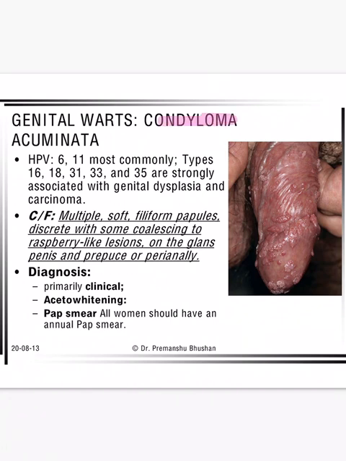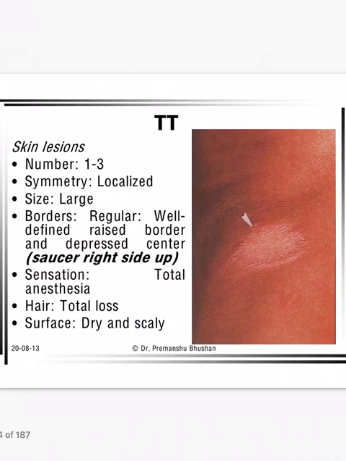Okay. Cefixime. Now genital warts, that is condyloma acuminata. Lata is due to syphilis and acuminata is due to HPV. 6 and 11 are the most common cause, guys. Okay. Now coming on to the TT.